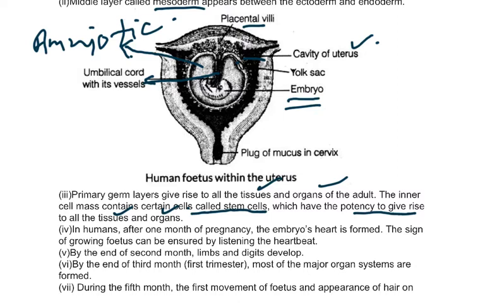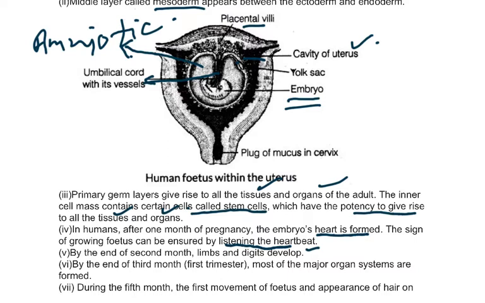So in humans, after the first month of pregnancy, the first thing to form is the heart, which ensures that circulation within the fetus starts, so the heartbeat also starts, which now supplies whatever is received from the umbilical cord to the different parts of the fetus. This is followed by the second month, when limbs and digits start to develop.